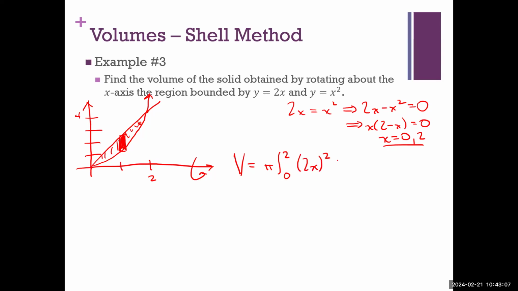So the outer radius you're saying is 2x. Yeah. So outer radius squared minus the inner radius squared. What's the inner radius? x squared. So the integral of (2x) squared minus (x squared) squared dx. Is that an integral you believe you could do? I agree that you could. So this right here is the washer method.